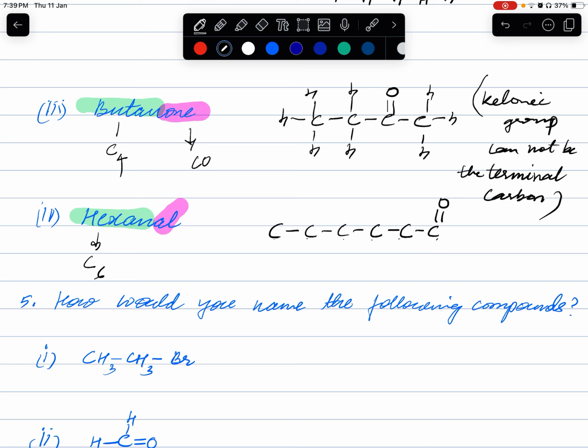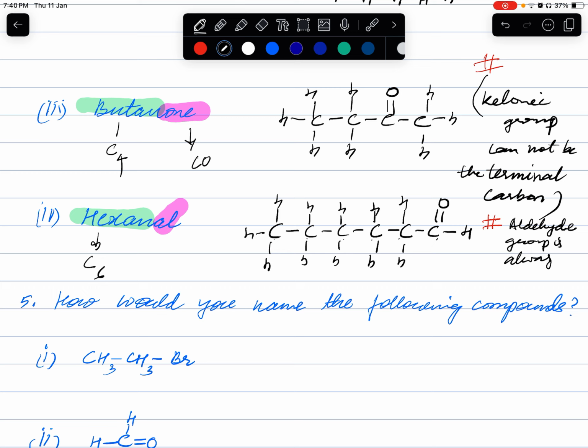Okay, next we will satisfy the rest of the valency. Here one valency is left, which is hydrogen. Here two are left, two here, and three here. What is important to remember in this case? The thing to remember is that the aldehyde group is always the terminal one. Terminal. It is just the reverse of the previous idea. Fine. So this is hexanal.